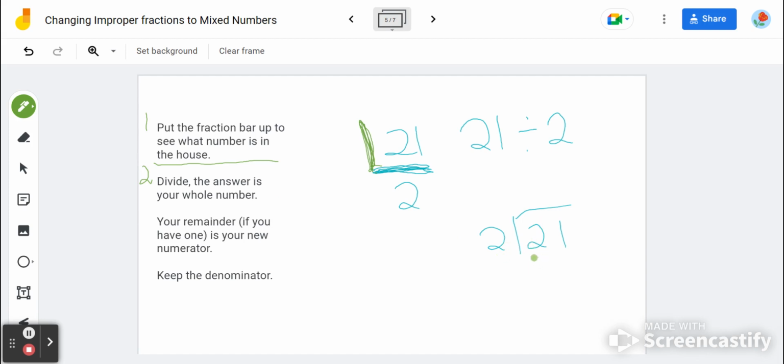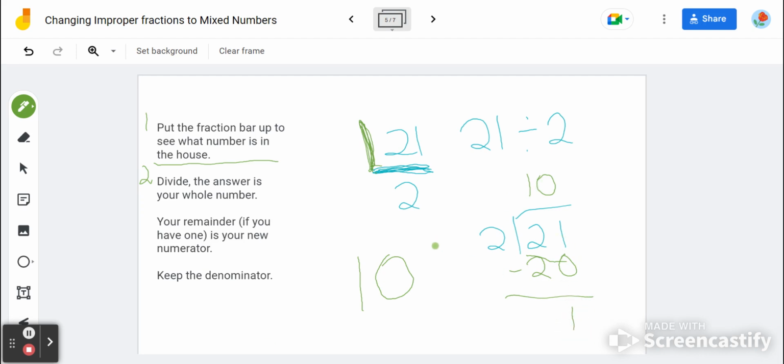So how many 2's are in 21? There are 10. Your answer is your whole number. So I always tell the students, write that big, all right? Now, 10 times 2 is 20. So it goes in 10 times, but we have 1 left over.